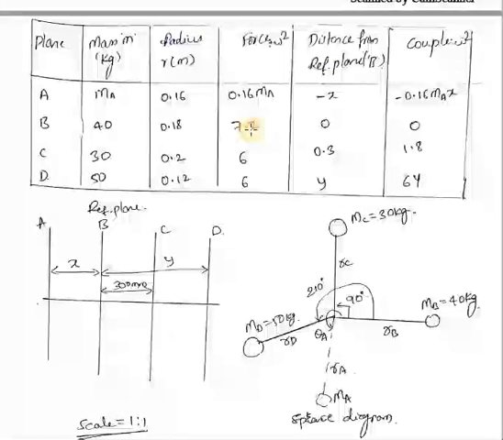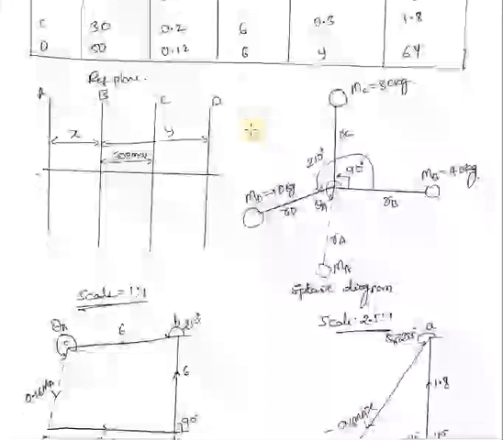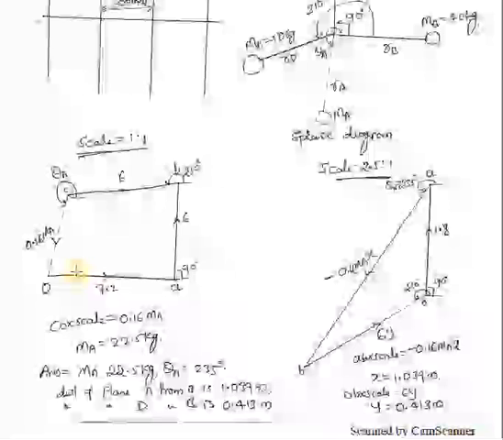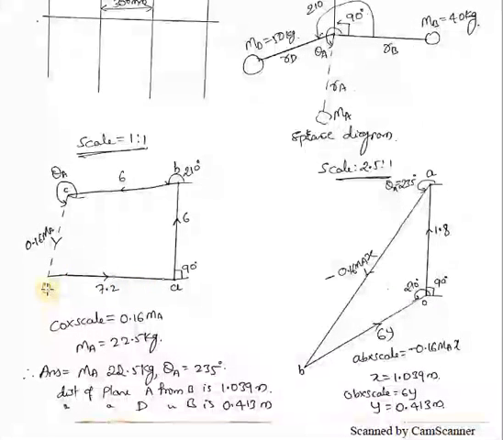7.2 should be the magnitude, and for mass B, the angle is 0, that is along the horizontal plane. So draw a line of length 7.2. O to A length is 7.2 and angle is 0. Can take scale as 1:1.